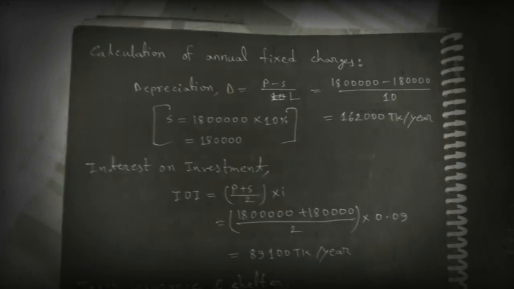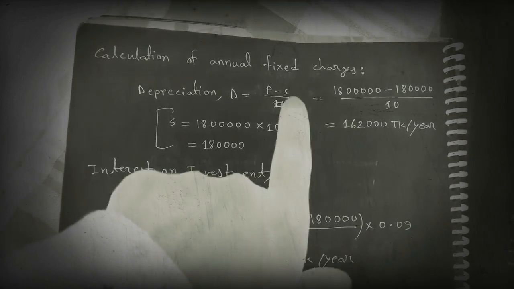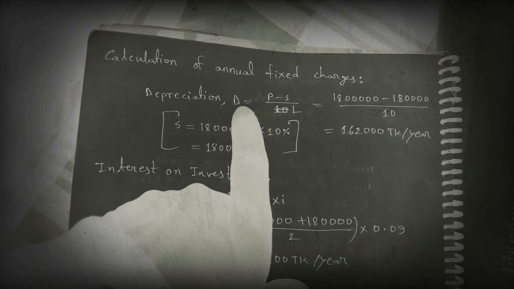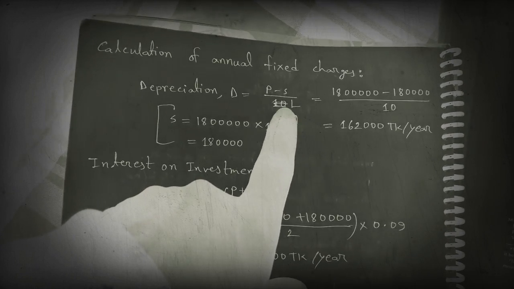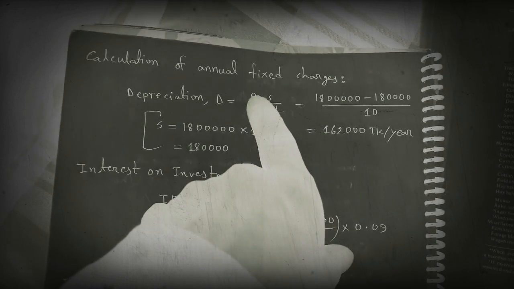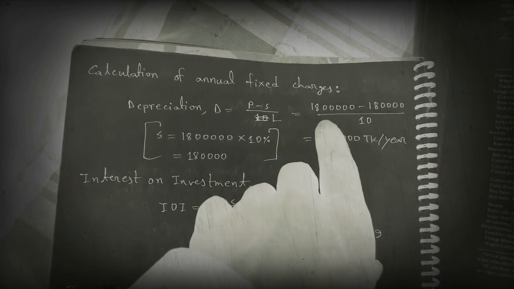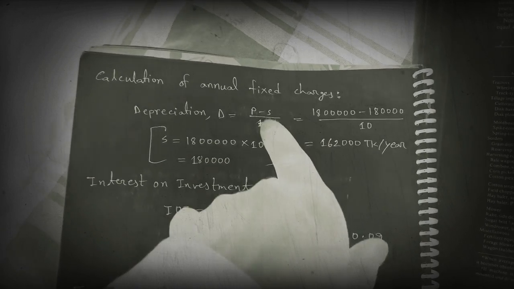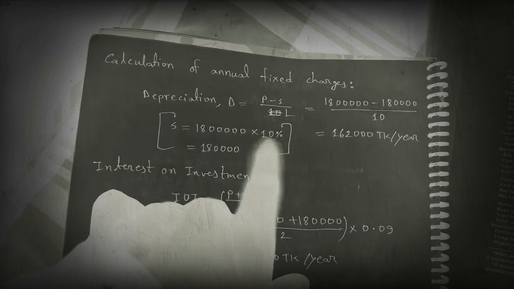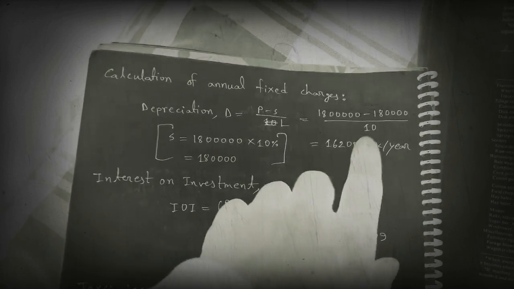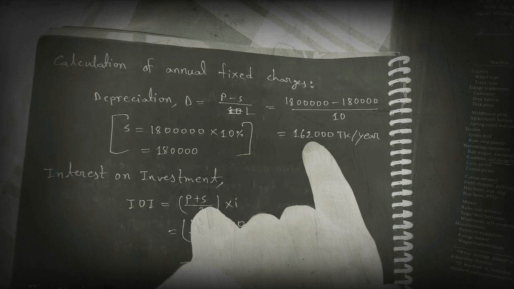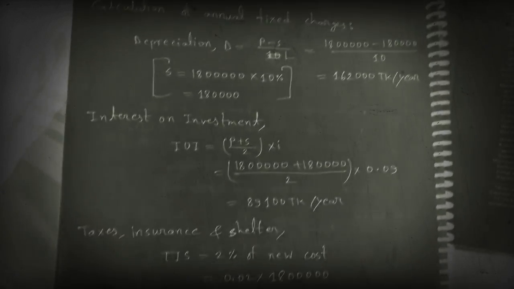Okay, then we go to calculate the fixed charges, fixed cost. First depreciation. We know that depreciation D is equal to P minus S by L, and this is the straight line method for calculating depreciation. Here price P is 18 lakh, and the salvage value is 10% of new price. So if we calculate that, we get 1,62,000 taka per year.